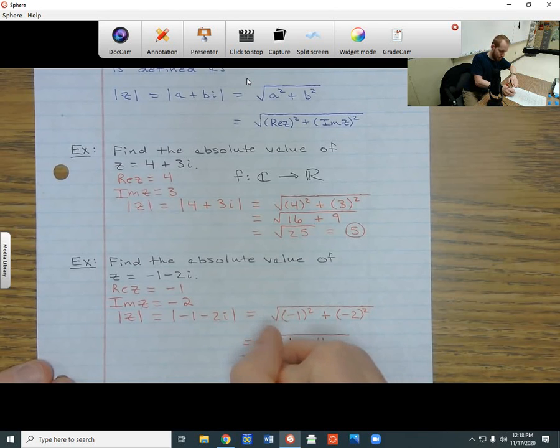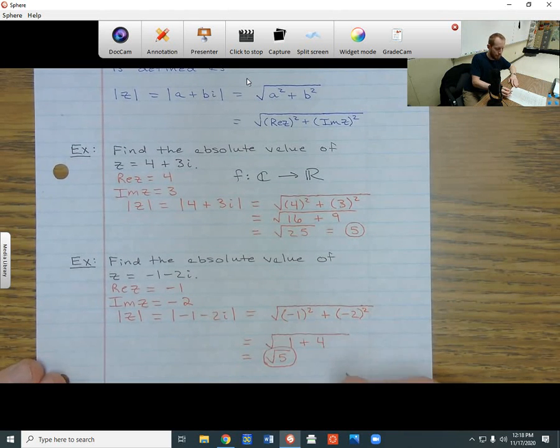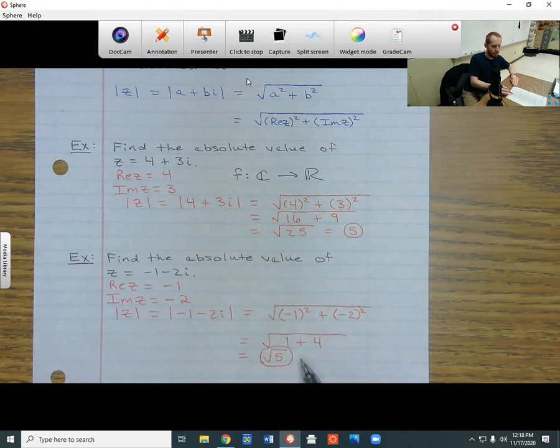I can't take the root of it and get a whole number. So I have to leave my answer like this, square root of 5. So that's absolute value. When you find absolute value, you're just using this formula, and it really just takes into account what's the real part, what's the imaginary part, and it puts it in a nice formula for you to look at. Okay? So that's absolute value.